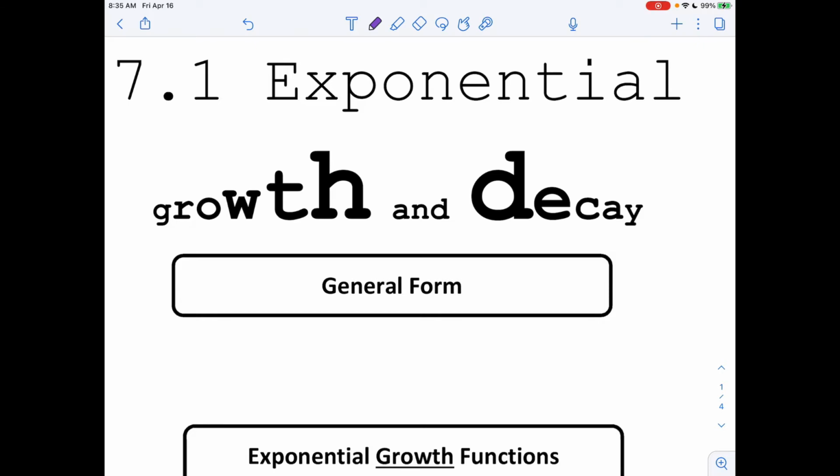So the general form of the exponential equation is that y is equal to a times b raised to the x power. So this is a little different. Our x has never been part of an exponent. That's why it's called an exponential function. So now let's take a look at a couple of specific forms of this function that we're going to use.